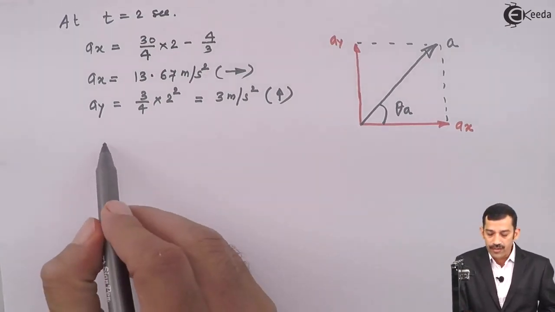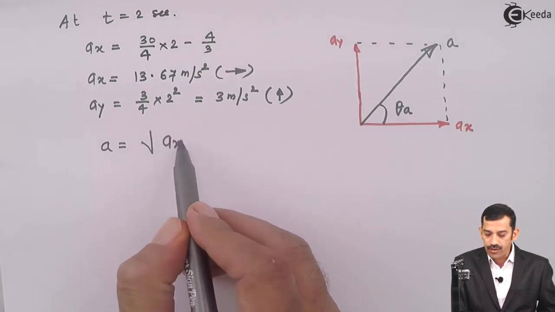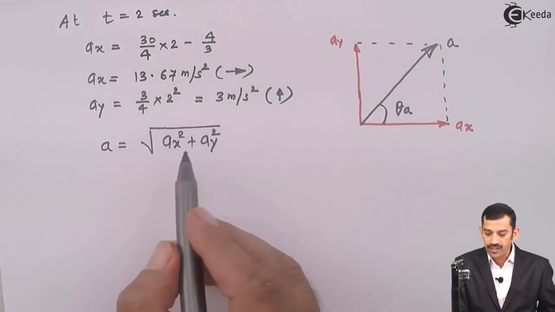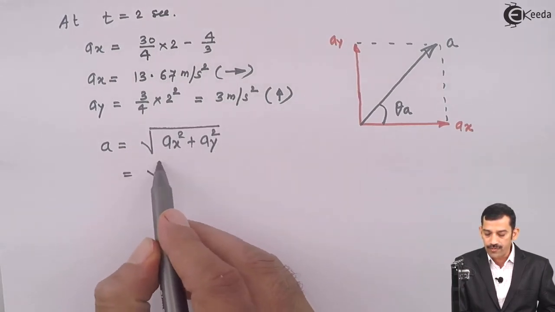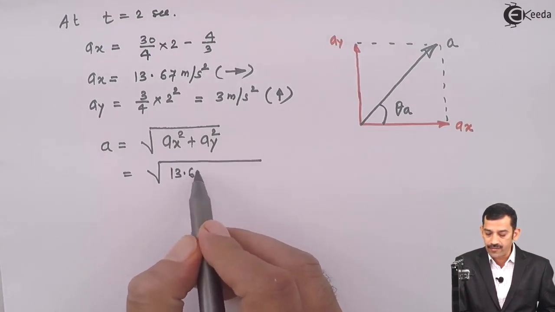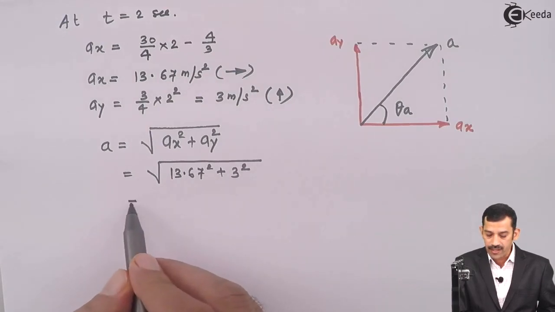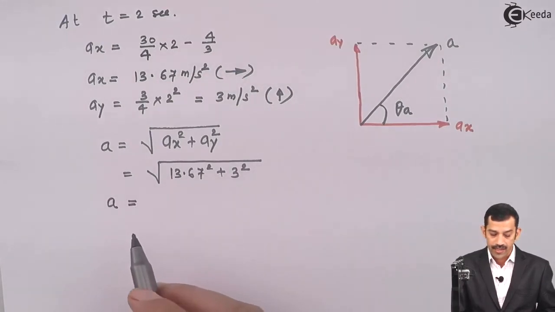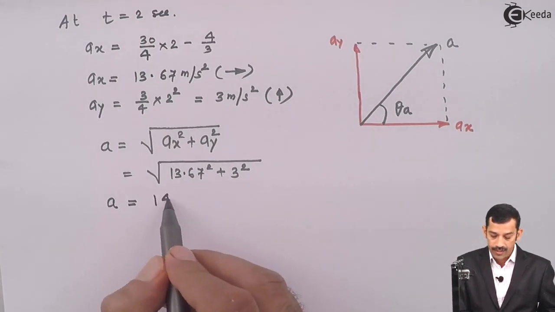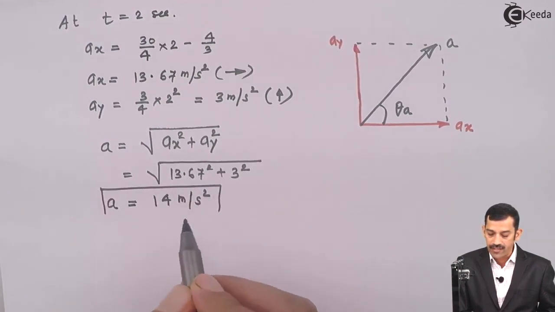To find the magnitude of resultant acceleration, A equals square root of Ax square plus Ay square, which is equal to square root of, now Ax is 13.67, its square plus 3 square. That means the magnitude of resultant acceleration comes out to be 14 meters per second square.